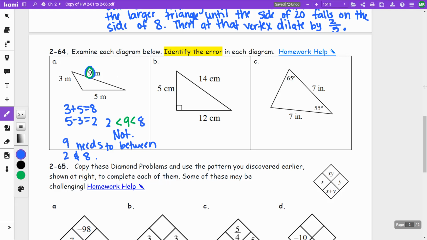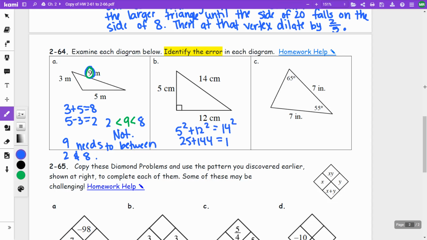The next one is a right triangle, so I think I'm going to use the Pythagorean theorem, because just looking, if I add 5 and 12, I'm going to get 17, and if I subtract 5 and 12, I'm going to get 7. So 14's in between that. But I'm going to do 5 squared plus 12 squared, and I'm going to see if I get 14 squared. So I'm going to get a 25 plus 144.